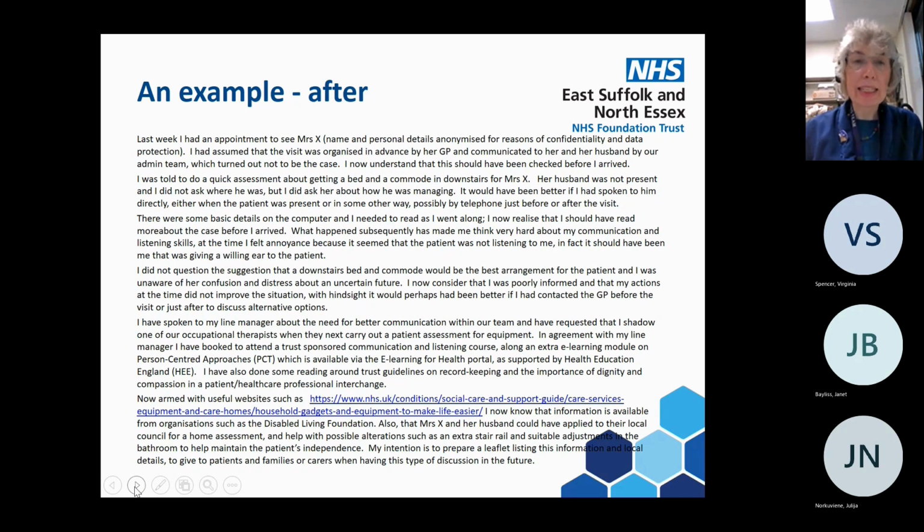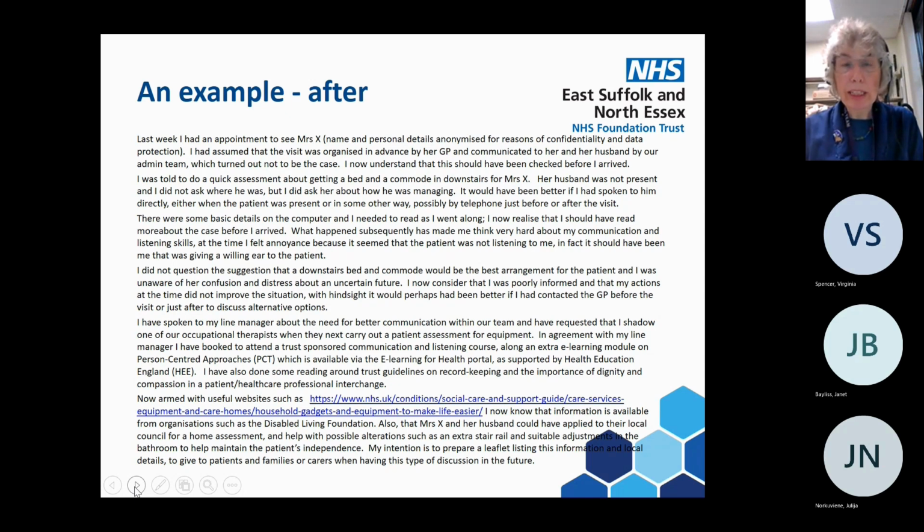So have a think about what might be wrong with that. And we will be visiting that a bit later on. So this is the example later on, and this is where it's been tidied up a bit. And I'm not going to read every word, but the first thing is they talk about seeing an appointment to see Mrs. X and about anonymizing the details.